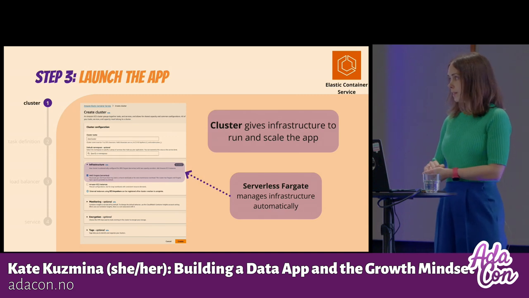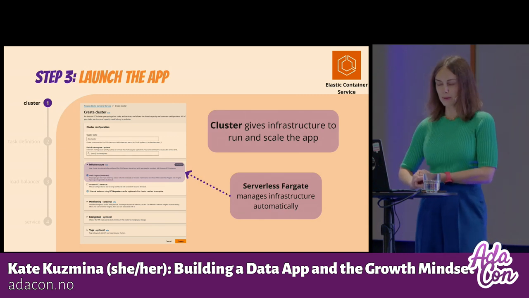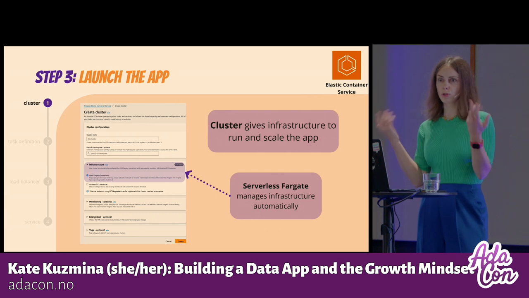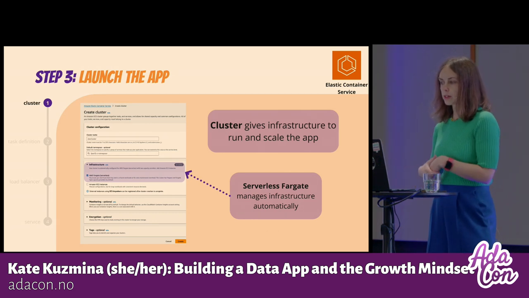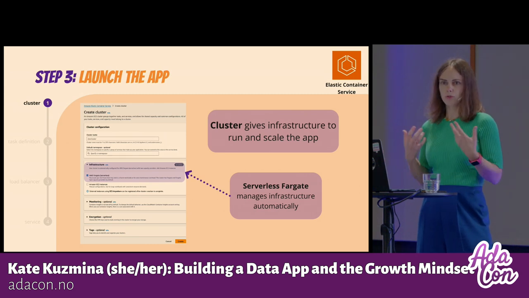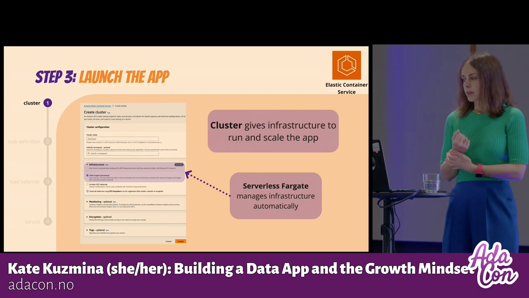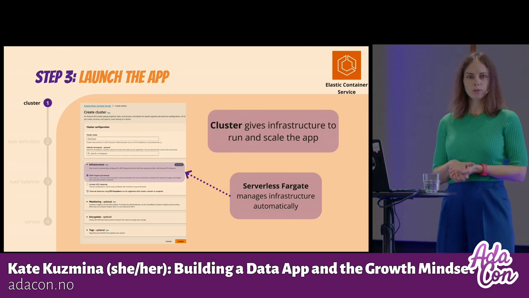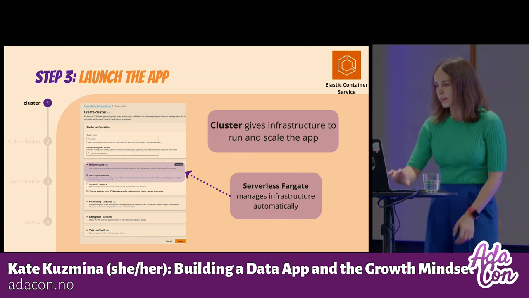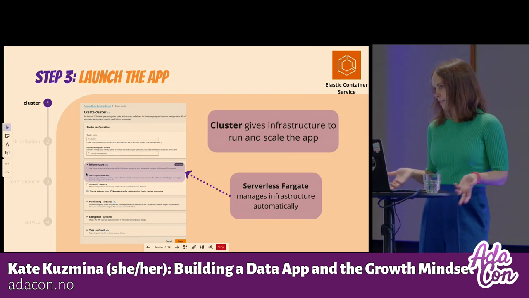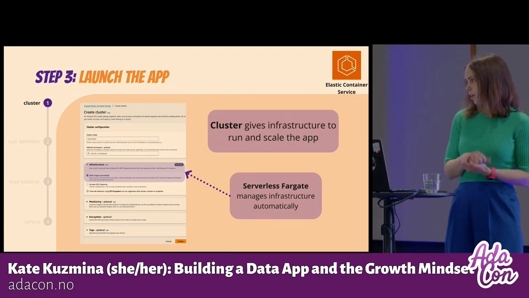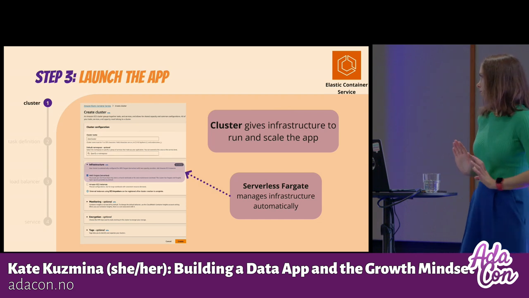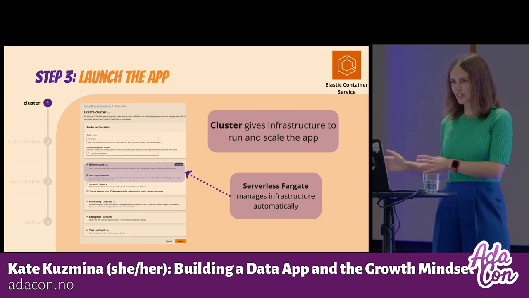Again, with ClickOps, it's very simple. So almost everything is happening within the service called Elastic Container Service. So you just find it in AWS. And the first thing is to create a cluster. A cluster provides infrastructure to run and scale our app. And since I am not an infra person, I decided that I don't want to deal with infrastructure. I just want everything to happen automatically. And this is why in the infrastructure section, I am choosing the serverless option. And the service is called Fargate. So it allows you to run a containerized application without dealing with infrastructure at all. So everything happens automatically on the infrastructure side.